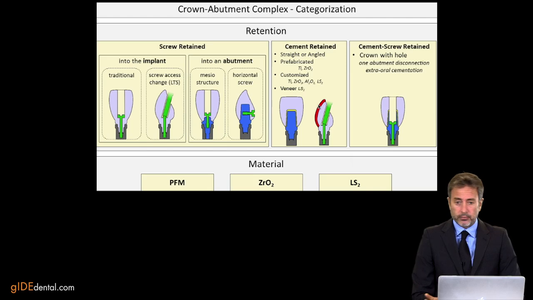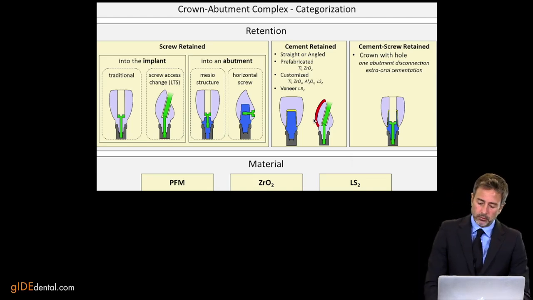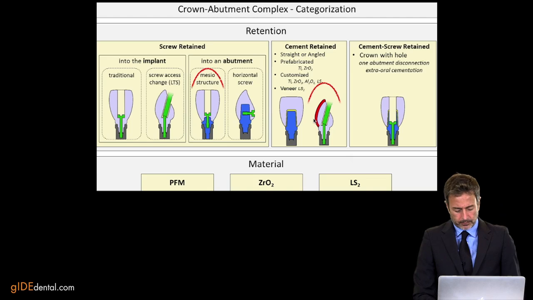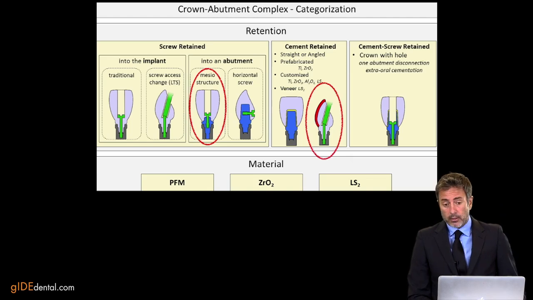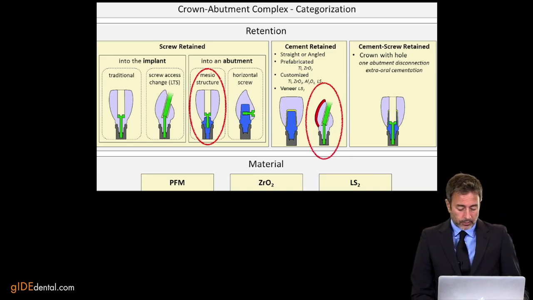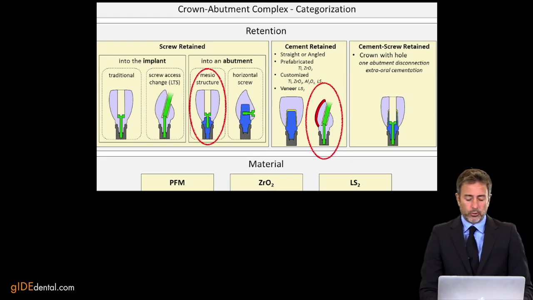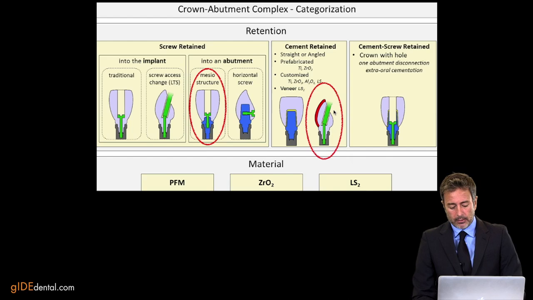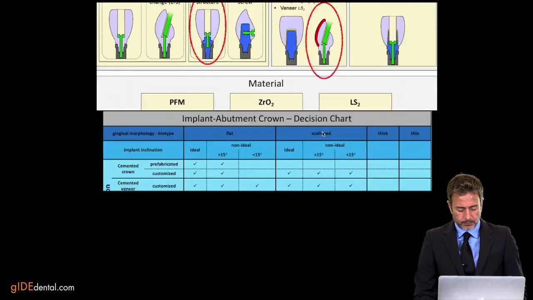And we can also, if we have a slight inclination or a bigger inclination, use the veneer abutment, or we can use the cement screw retained restoration, where we do one abutment disconnection and we cement extraorally. In this lecture, we will be focusing on the screw retained restoration on the mesostructure and on the veneer abutments.